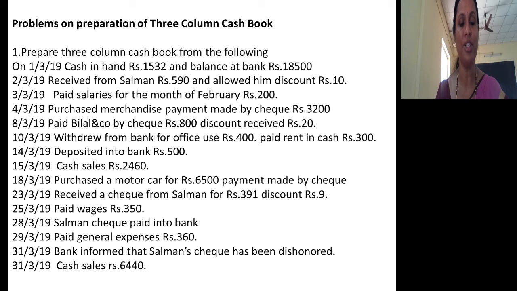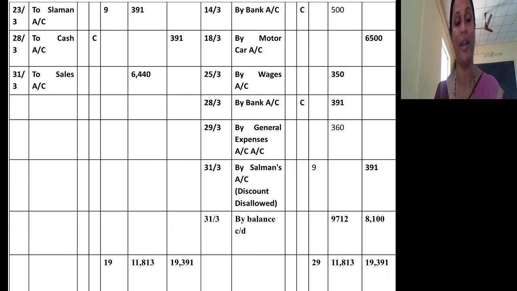So next, Salman's check paid into bank, meaning deposited into bank. When we receive Salman's check, it is treated as cash received. Now it goes to the bank. So cash reduces, bank balance increases. What's the journal entry? Bank account debtor to cash. Try to understand. So again it's a contra entry. Just see how I recorded.